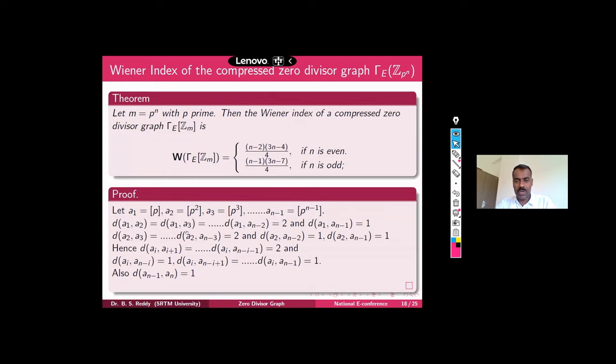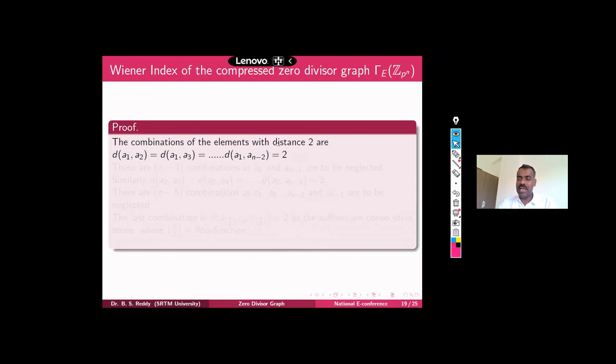Similarly, here also d of a2 comma a3 is 2. So how many such things are there? So here a1 comma a2, a1 comma a3, how many things are there whose distance is 2, if we know it? Similarly, here whose distance is 2, then we can calculate by separating them. That means the combinations of the elements whose distance is 2, which are precisely, you can see that a1 to a2, a1 to an minus 1, right? And how many such things will be there? There will be n minus 3 elements here. So there will be n minus 3 combinations because only a1 and an minus 1 are not involved here. Out of n minus 1, 2 you remove, so there are n minus 3.